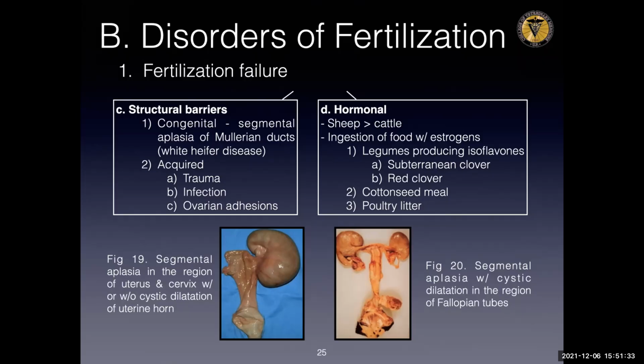Okay, and then adhesions may happen. Next, on the hormonal, it happens more on the sheep rather than on the cattle, especially abroad. I'm not very sure about Japan and South Korea, if they are feeding their sheep forage that's high in estrogens. This could be subterranean clover, red clover. In the US and UK, at least that I know, they are feeding cottonseed meal, but not poultry litter.